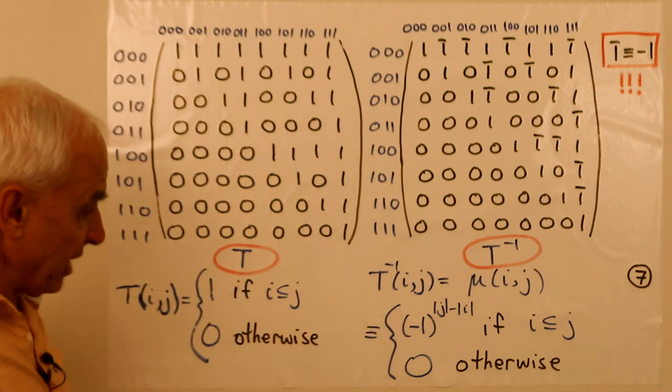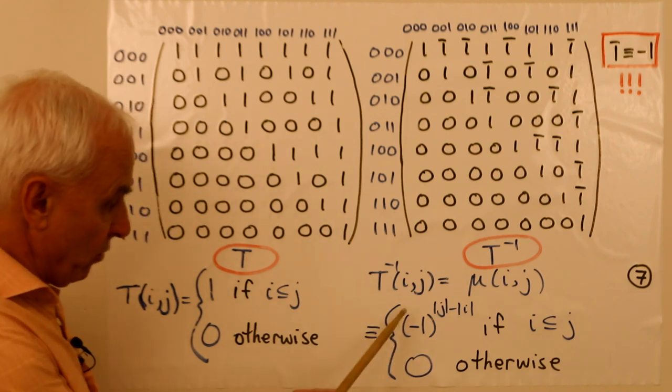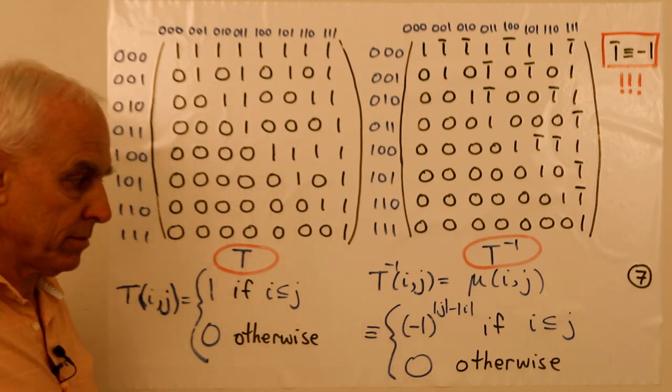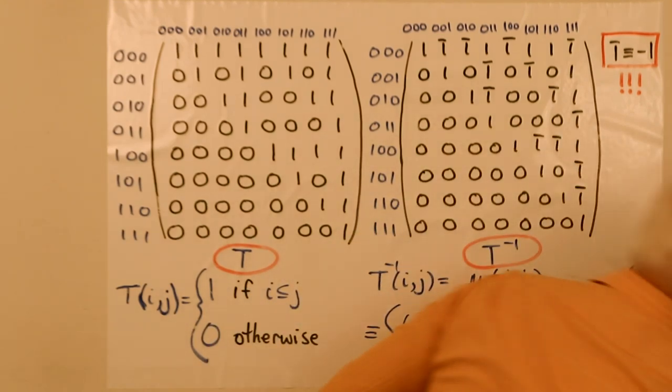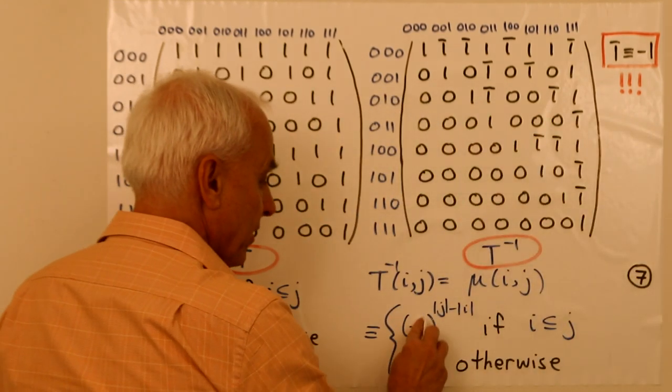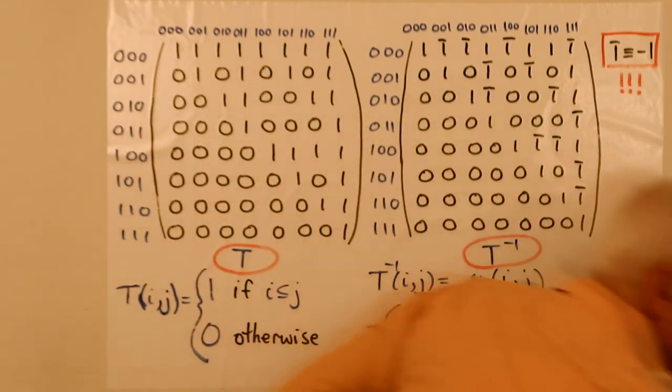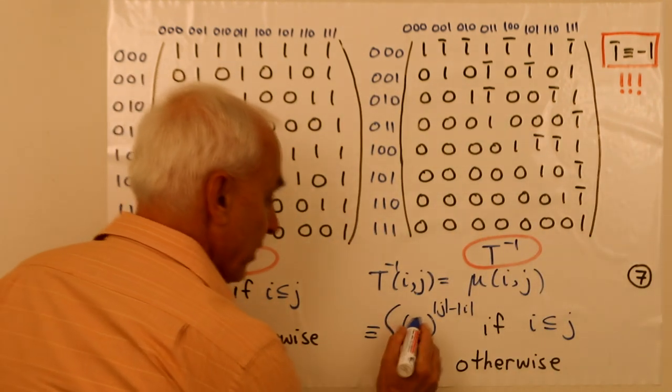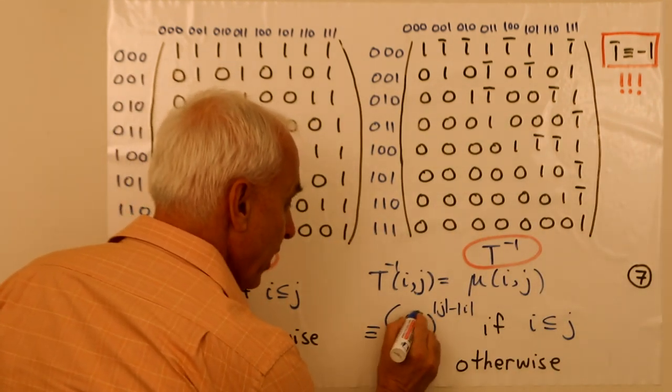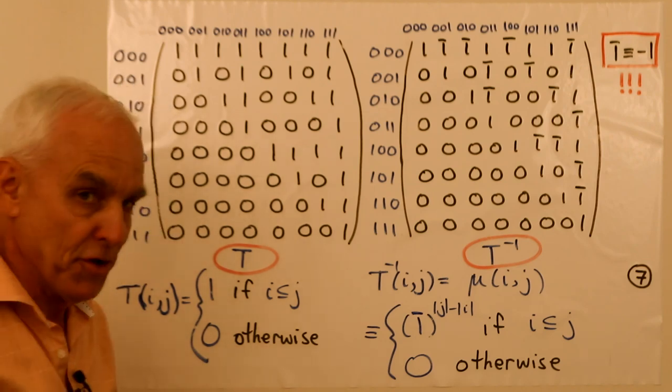And it's supposed to be consistent. I really shouldn't put minus 1 here. I should put 1 bar. Let's do that. It takes a little while to shift your mental gears, but okay. 1 bar, there we've written minus 1 in a novel fashion.